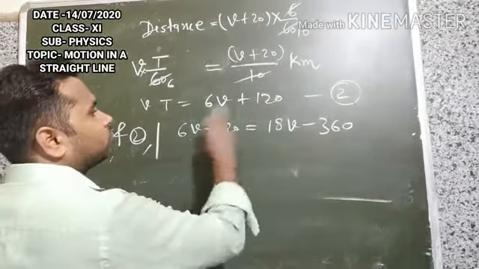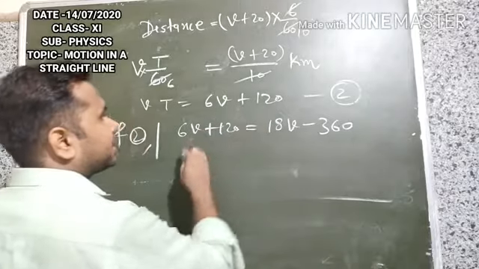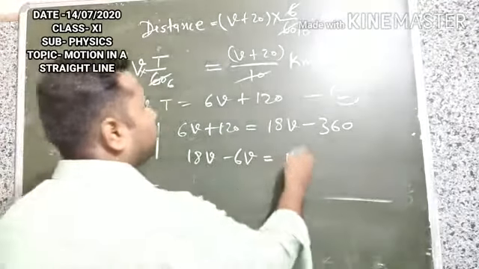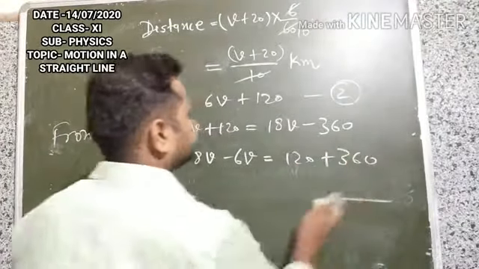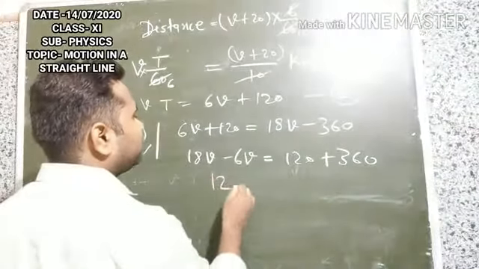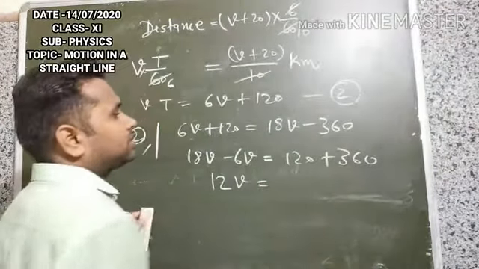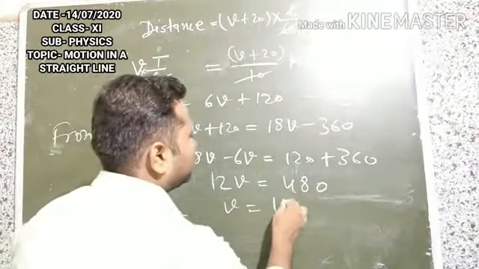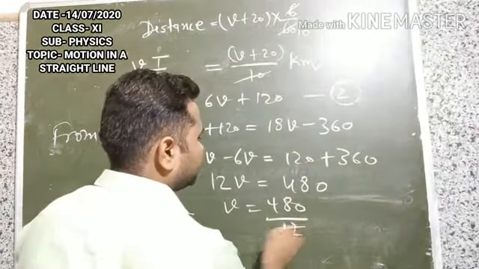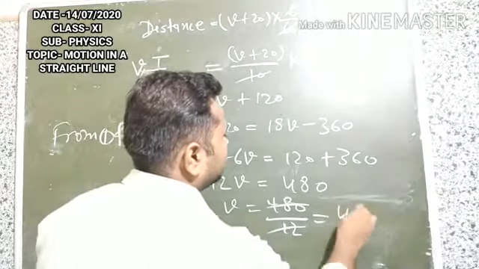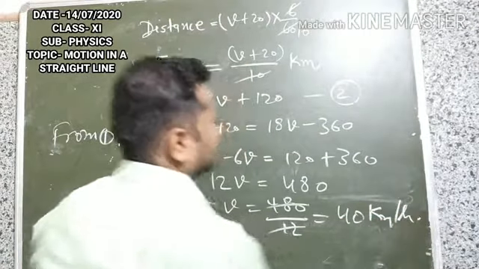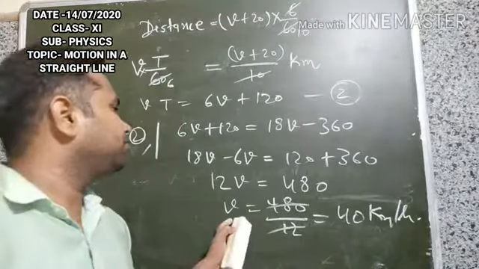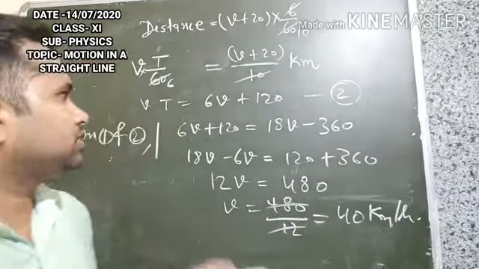Or you can send this 6V towards the right side and this 360 to the other side. So 18V minus 6V is equal to 120 plus 360. 18 minus 6 is 12, so 12V, and 120 plus 360 is 480. So finally V equals 480 divided by 12. 12 times 4 is 48, so it is 40 kilometer per hour. This is the speed, the magnitude of the velocity. So this is the speed of the bus.